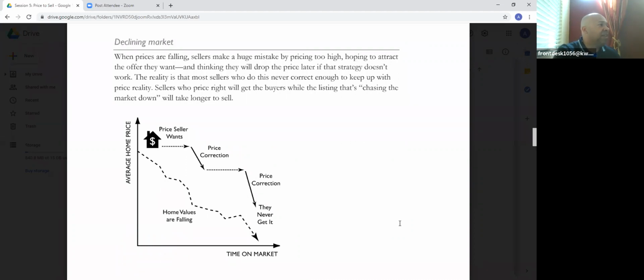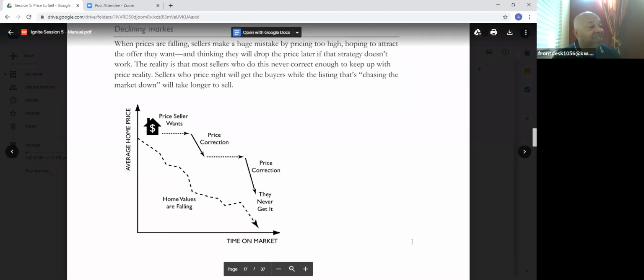So here's a little chart in a declining market. When prices are falling, sellers make a huge mistake by pricing too high, hoping to attract the offer they want, or thinking they will drop the price later if the strategy doesn't work. So I'm going to really start pounding the pavement and see what's out here in this market and just adjust. That's the only thing we can do, is adjust to what's going on.